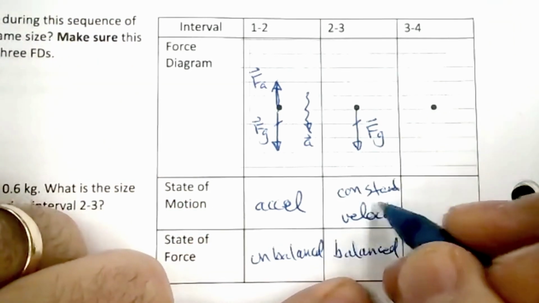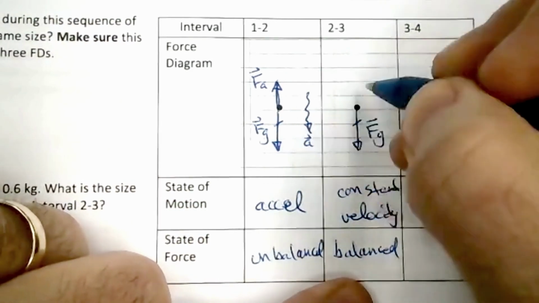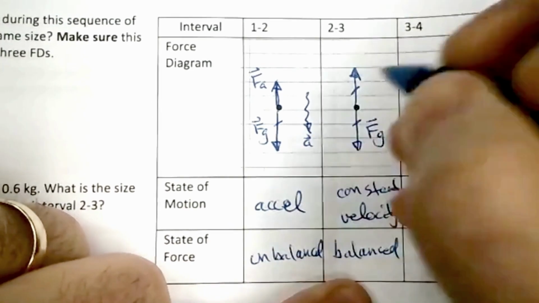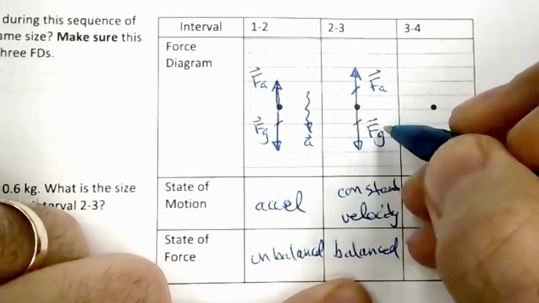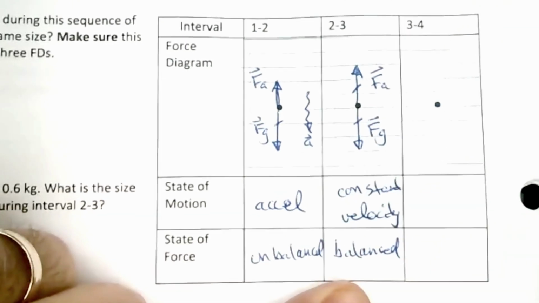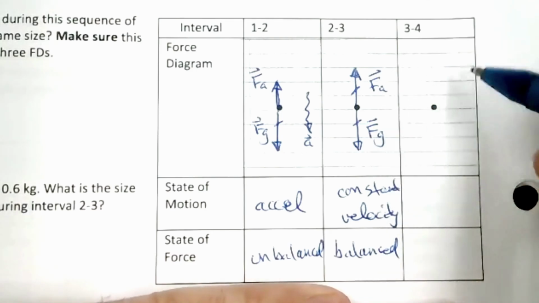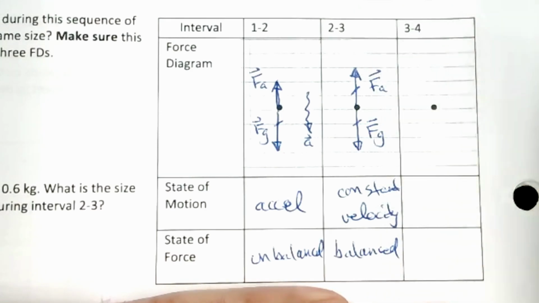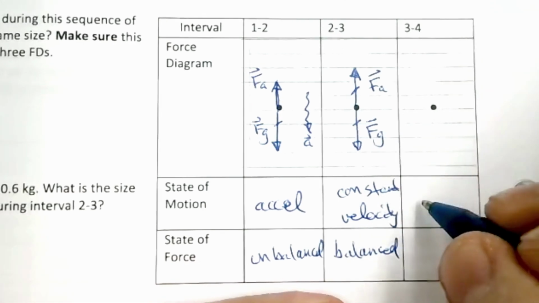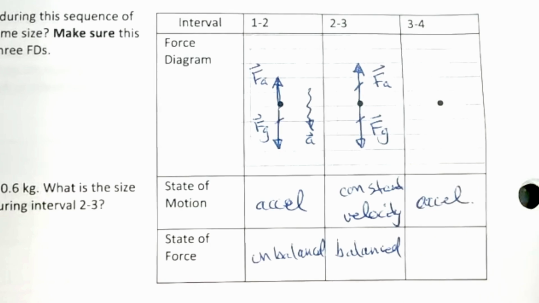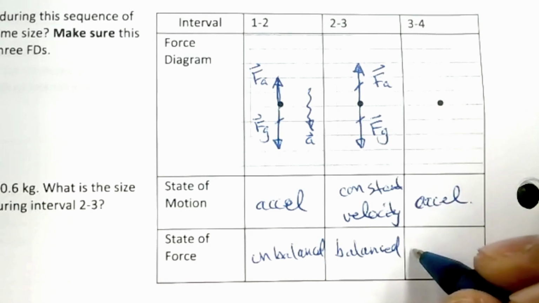But now that it's moving with a constant velocity, the applied force has to be different. The applied force, since the forces are balanced, must be equal in size to the force of gravity. In the final interval, the book is slowing down as it reaches your desk. So that means the state of motion is acceleration and the forces are unbalanced.